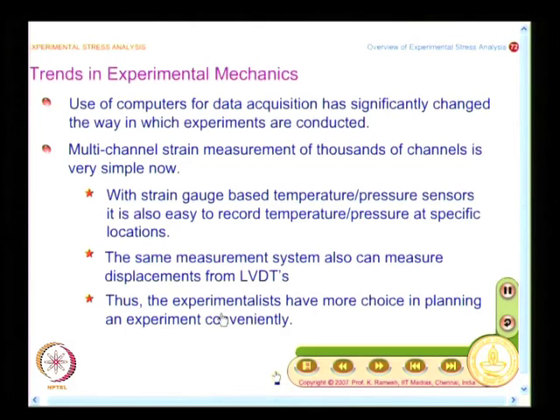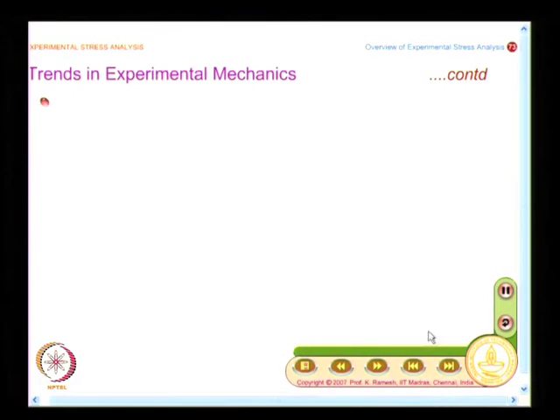And now, when you have a complex situation, one multi-channel strain measurement system can accommodate temperature, pressure and displacement sensors on one platform. It makes your life a lot more convenient and helps you to plan your experiment much more intelligently. Then what are all the other developments that have influenced this?